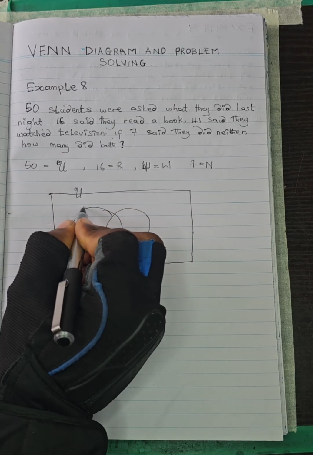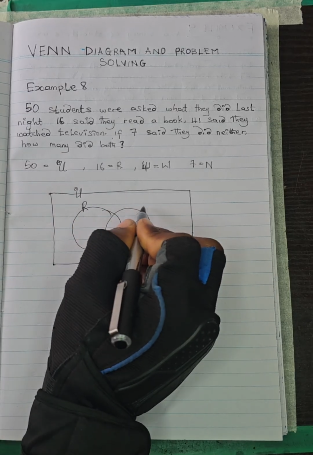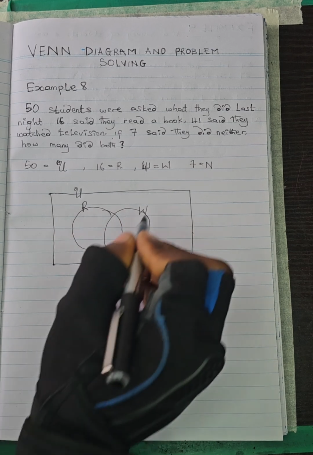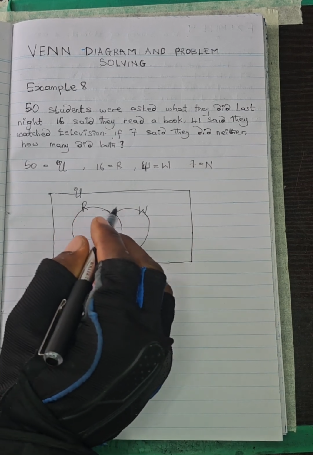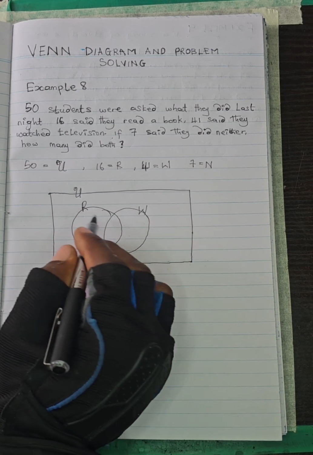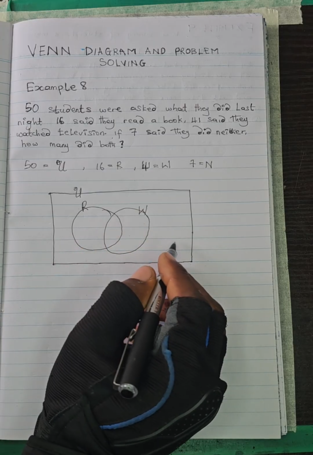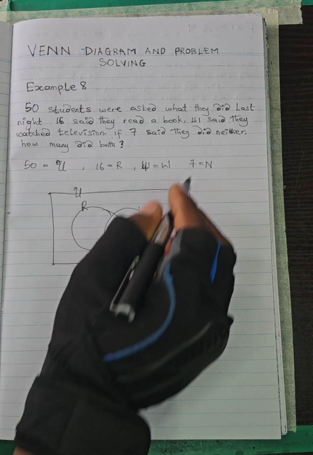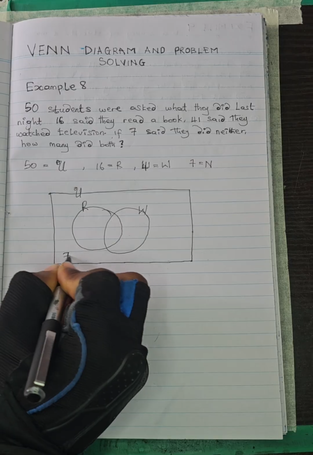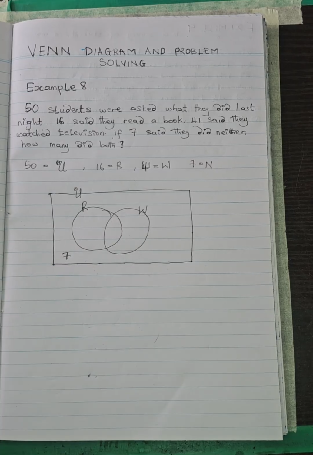Here stands for reading. I'll put it R. This circle stands for watching television. And mind you, when you have a Venn diagram, anyone that doesn't do what is in the circles needs to be on his own within the universal set. So 7 did nothing. So you have 7 here.